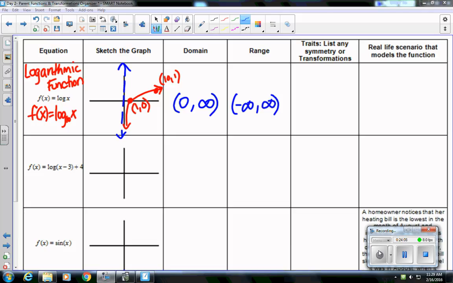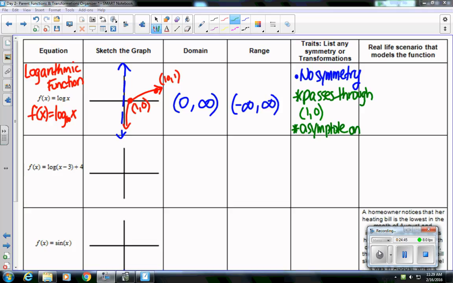Symmetry and transformations. Once again, there are no transformations because this is one of our parent functions, and there is no symmetry. So just like with exponential, because we have some room here, we're going to take some notes on some key things you should know about the log function. Remember that it passes through the point 1, 0. And once again, if there are transformations, that point will move. And then we had an asymptote on the y-axis this time. And that will move as well with any transformations that occur.